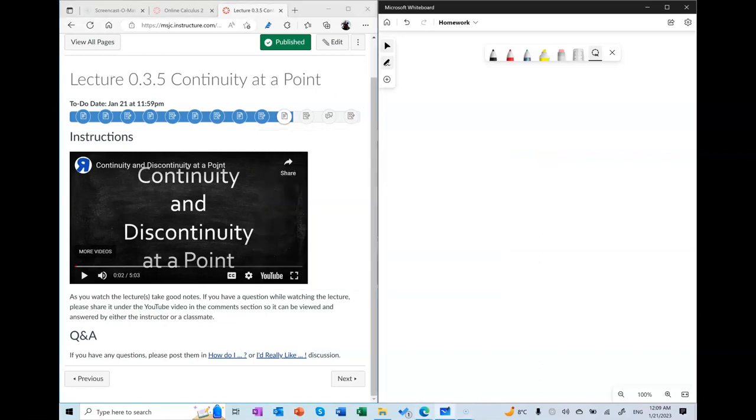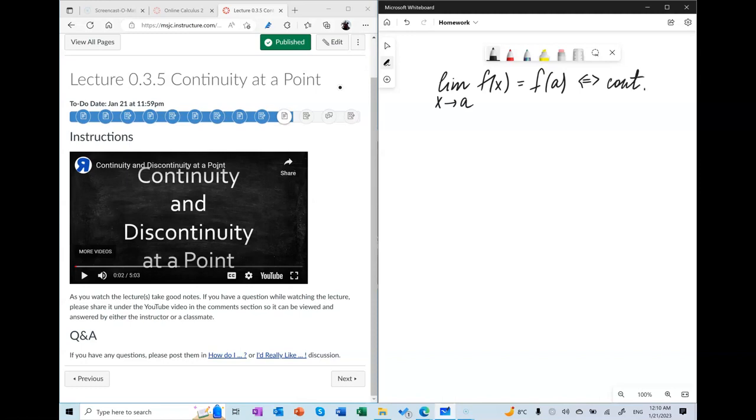In this video, I will go over the homework following the lecture 0.35 called Continuity at a Point. And just to summarize the lecture real quick, in that lecture, we talk about the continuity at a point defined as when the limit of a function is equal to the output of the function at the target value. That's when the function is continuous.